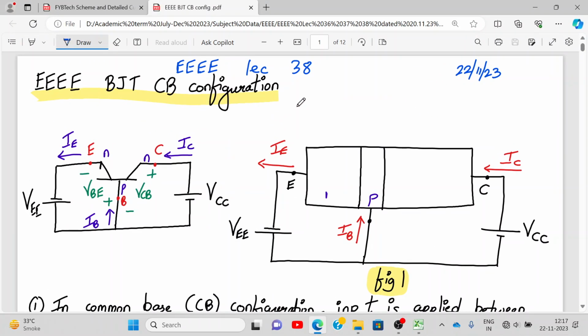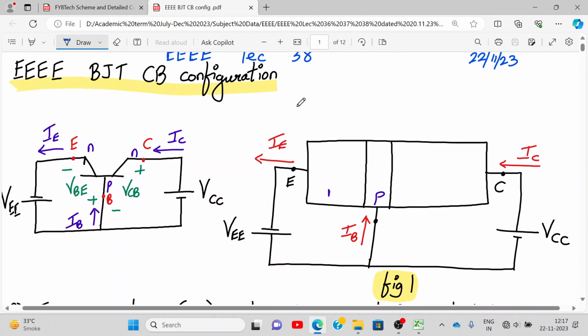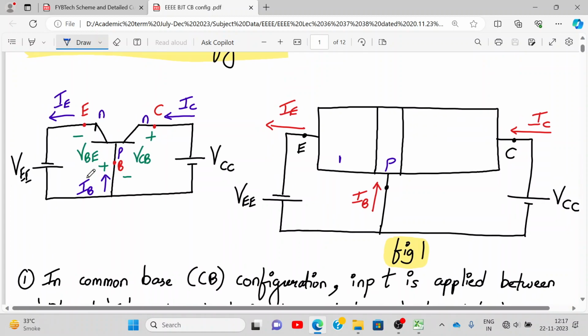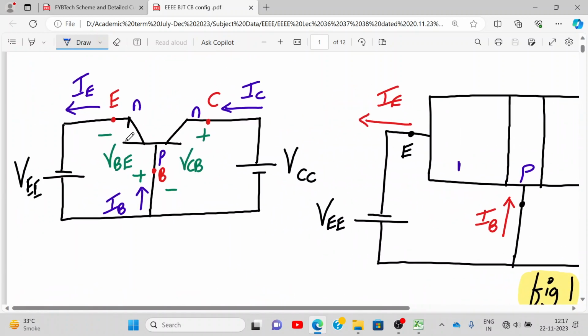Okay, so yesterday we discussed the common emitter configuration. Today we are going to start with the common base configuration. I guess you have already drawn this circuit yesterday? No, right? So please draw this common base configuration circuit. The way we connect here is that the base-emitter junction is normally forward biased, so we connect positive to P and negative to N.